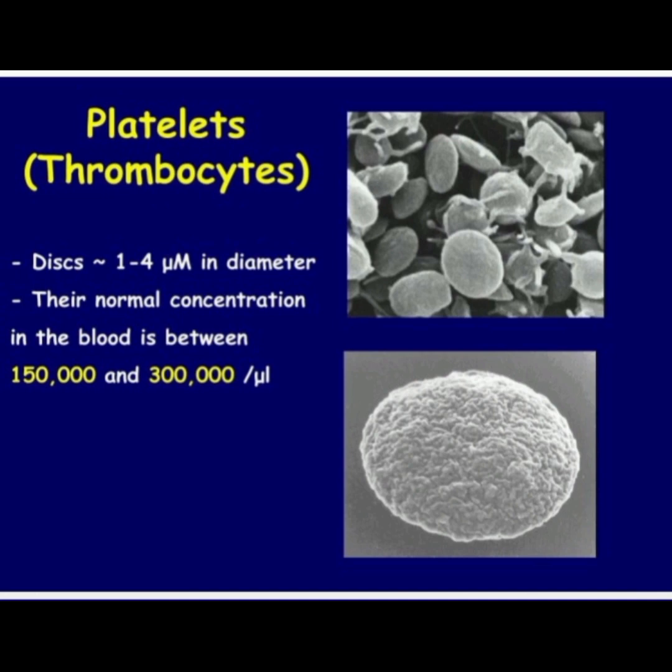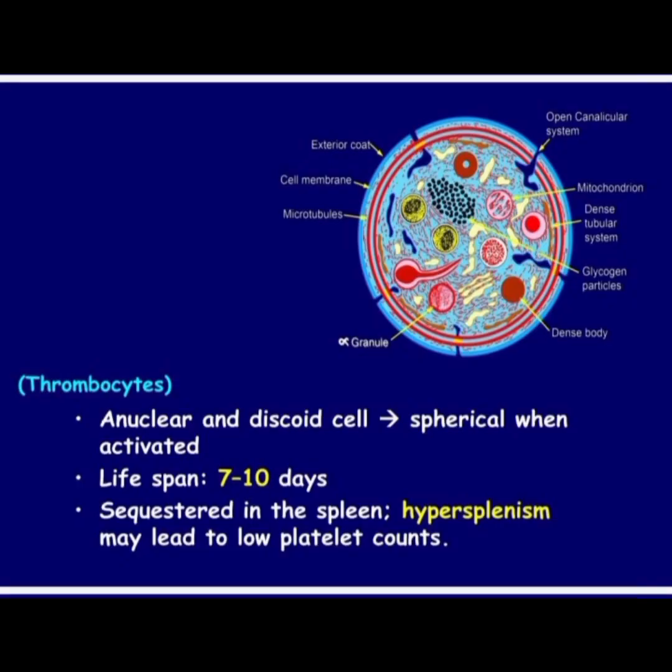Now we are going to see about platelets, also called thrombocytes. They are discoid in shape and 1 to 4 micrometer in diameter. The normal concentration of platelets in the blood is between 1,50,000 and 3 lakh per microliter. The platelet structure contains an exterior coat, cell membrane, microtubules, alpha granules, dense bodies and glycogen particles, dense tubular system and mitochondrion, and open canalicular system.